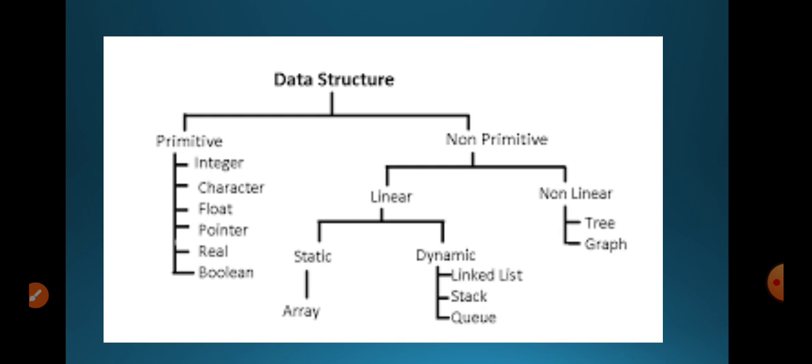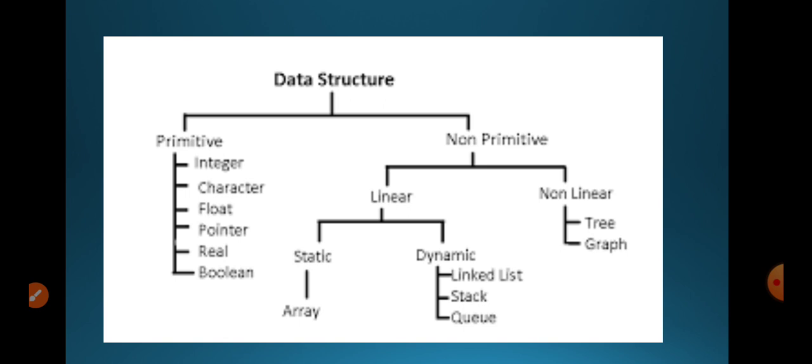Queue is a linear list. It has two ends. One end is called front and the other end is called rear. Insertions take place at the rear end and deletions take place at the front end. Queue is also called a FIFO list, first in first out list.